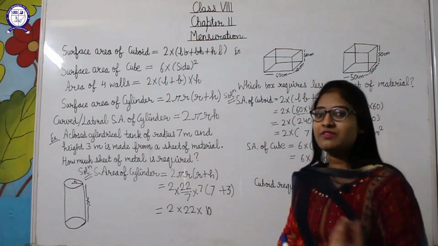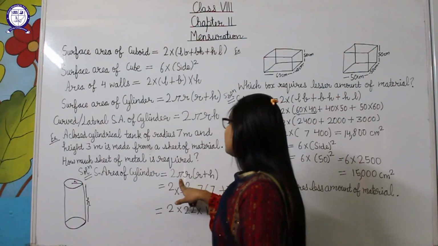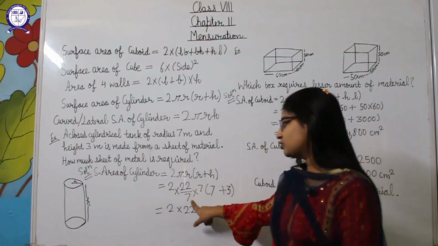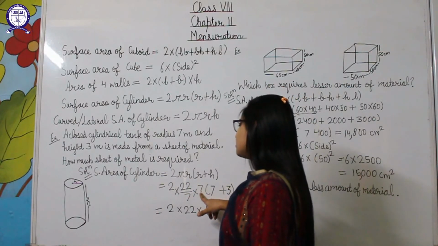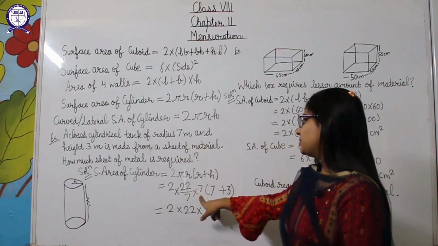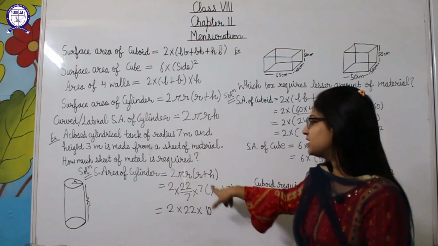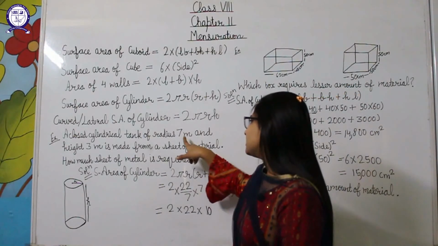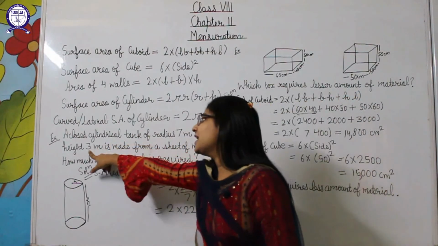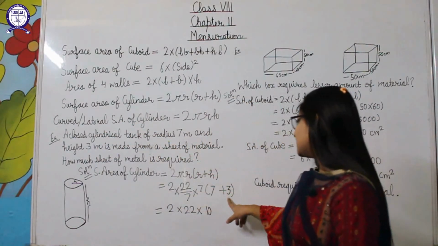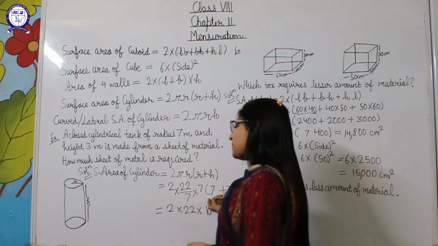Now we will substitute the values. We know that the value of pi is always 22 by 7. So 22 by 7 multiply, in place of r we can write down the radius, and radius here is 7 meter. Then start the bracket, r plus h. R means the radius, the 7 meter we will write, then plus h. H means the height, and it is 3 meter given, so we will write 3 here. Now we will solve the bracket first.